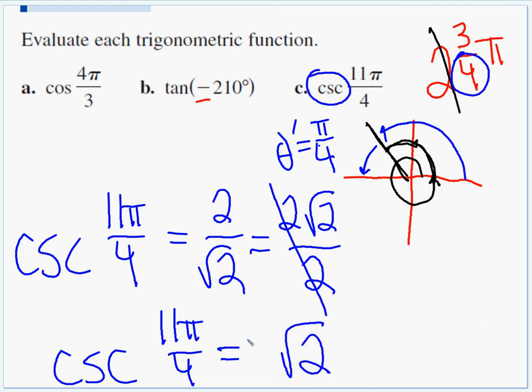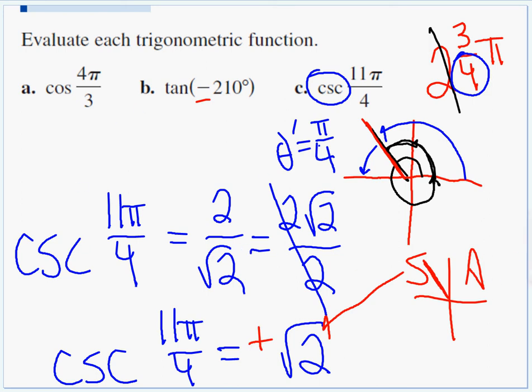Let's figure out if it's positive or negative. So remember, we stopped here in quadrant 2. Let me just rewrite it here. Our angle stopped here in quadrant 2. All students. Sine is positive, and if sine is positive, so is its reciprocal. So that would also be positive.